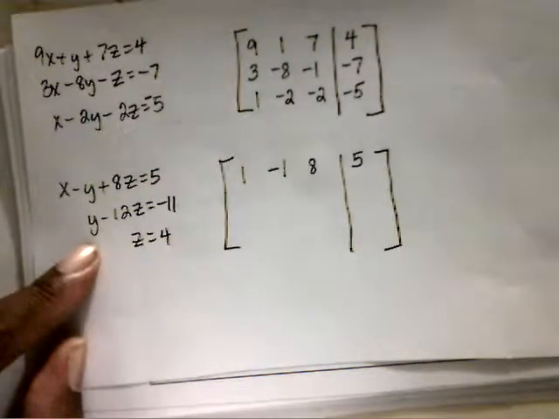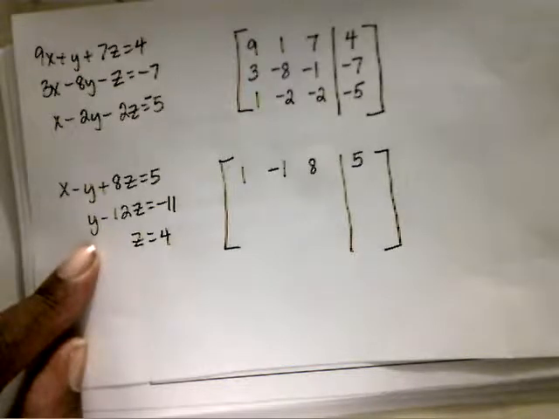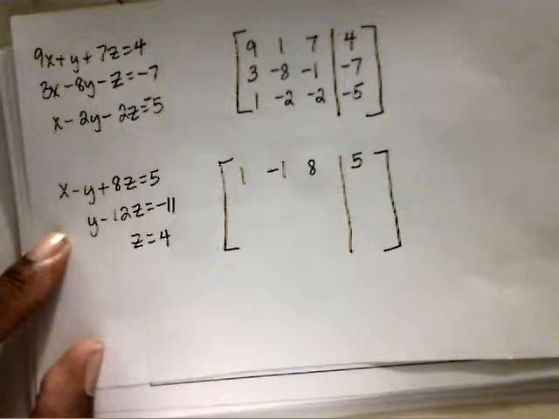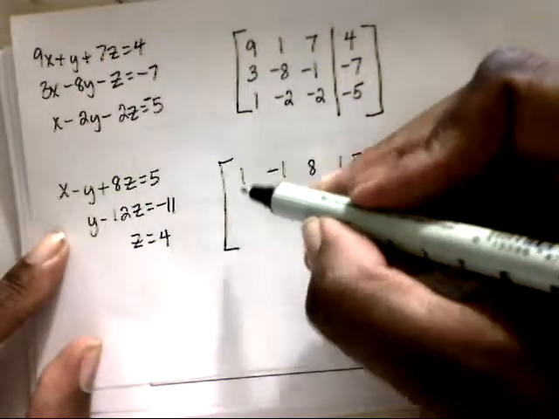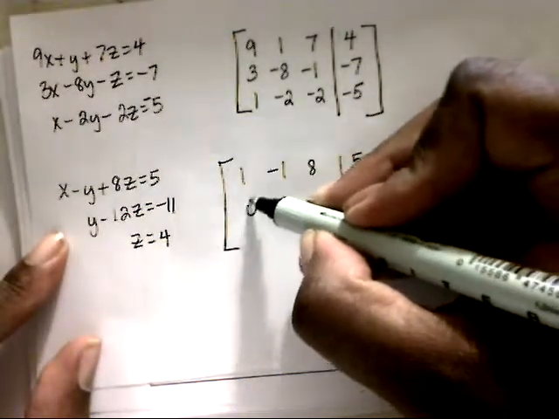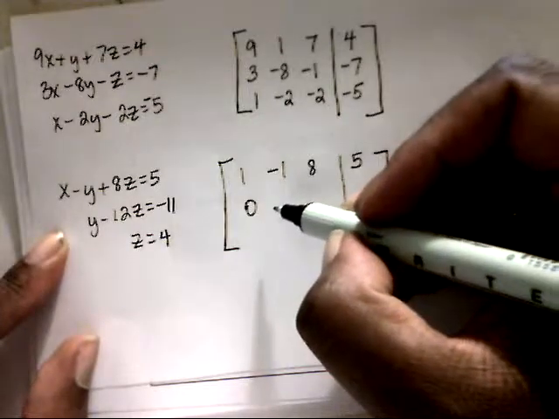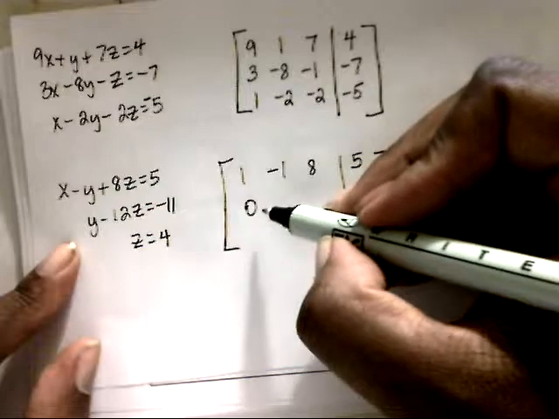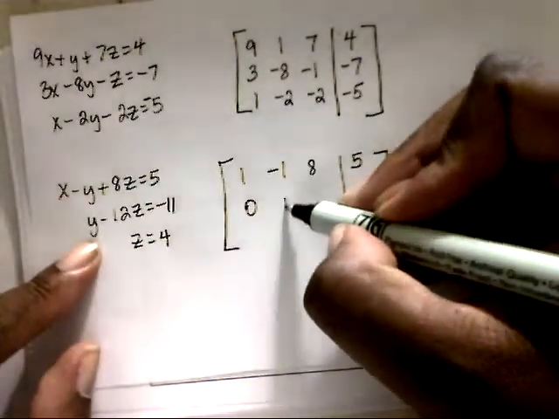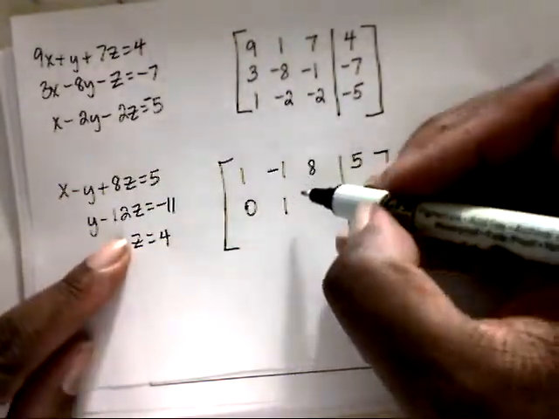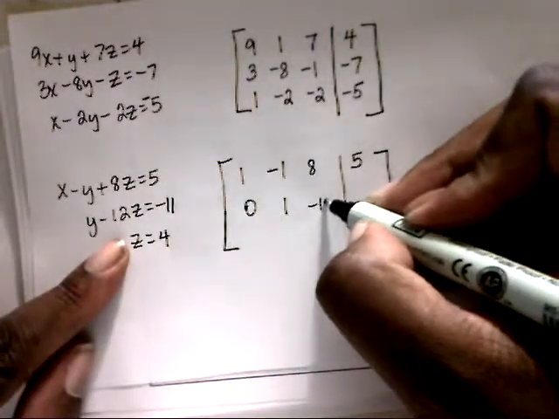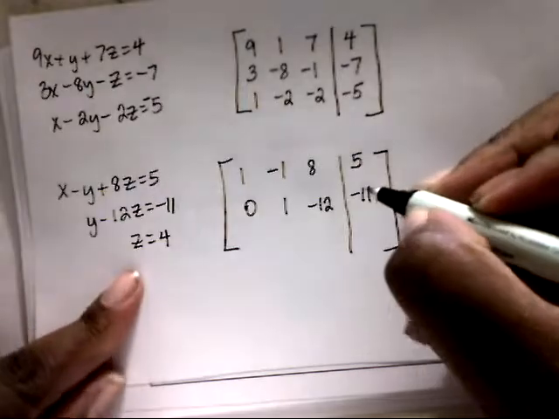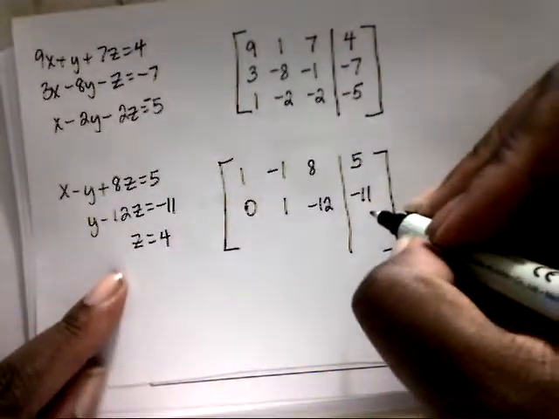Now look at the second equation. y minus 12z is equal to negative 11. Notice there is no x term in this problem. So in the first column, which represents my x's, I have to put a 0 here because I don't have an x term. So I have to compensate for that by putting a 0 there. But for y, the coefficient is 1. For z, the coefficient there is negative 12. And negative 11 is my constant that goes after the vertical bar.